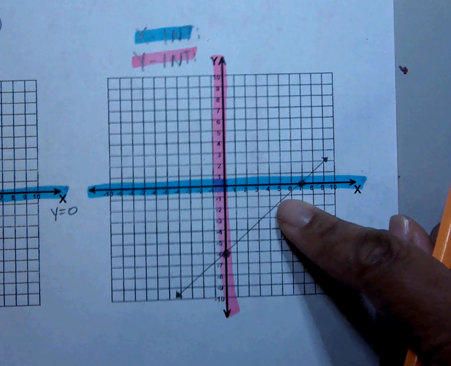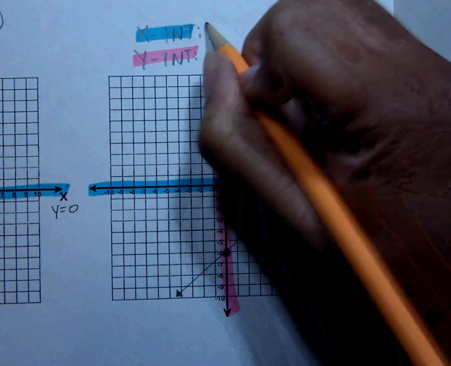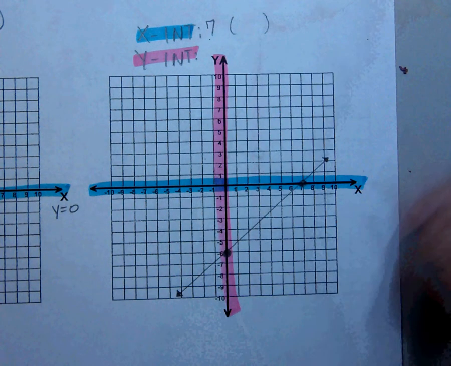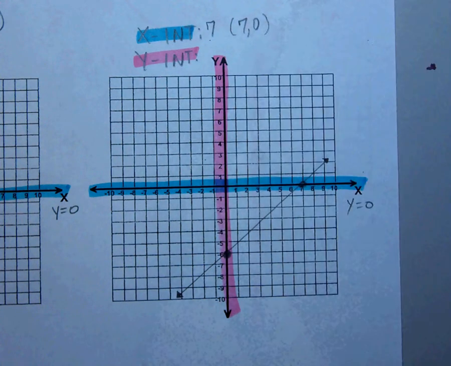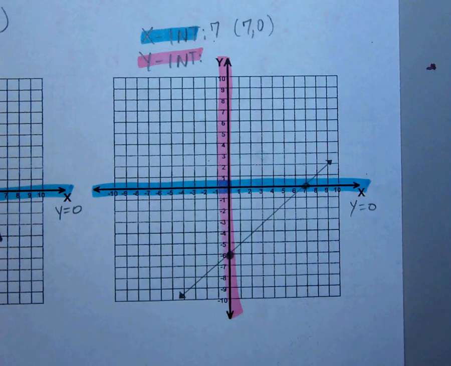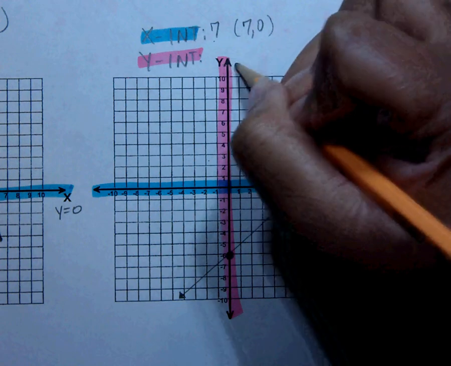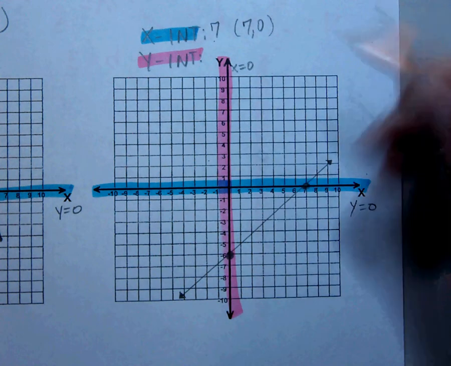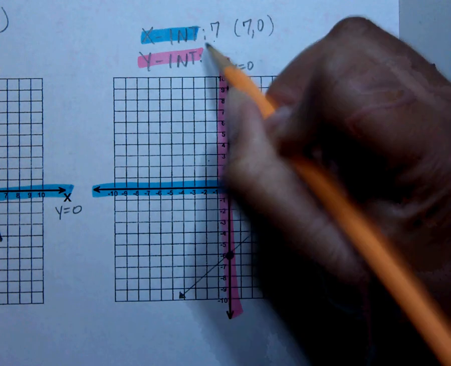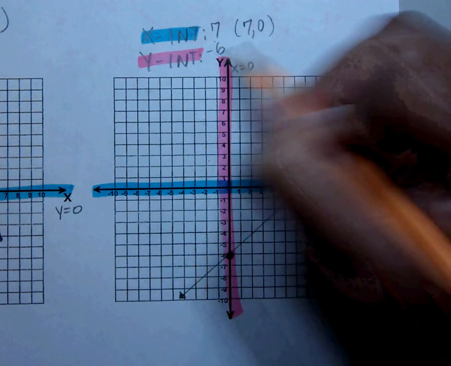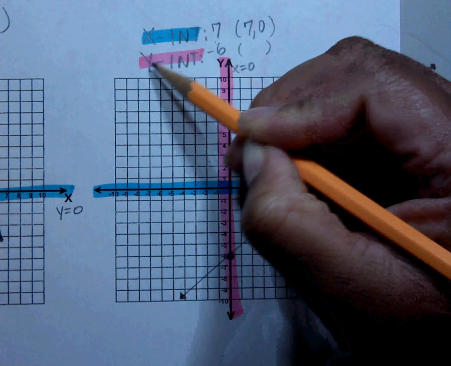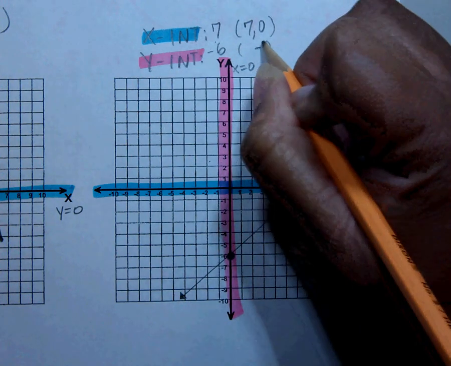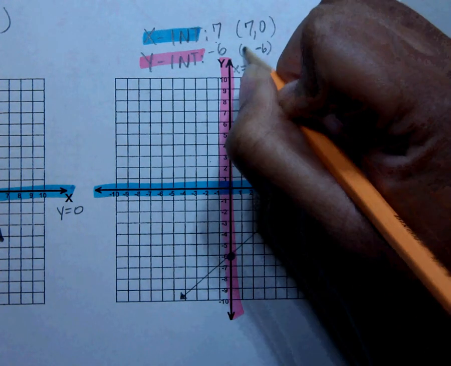On this graph, the X-intercept would be 7. And remember, the Y is always 0. So 7, 0. And then for the Y-intercept, X is always 0, and it is at -6. So -6 is on the Y-axis, so put it in the Y spot. And X is always 0.